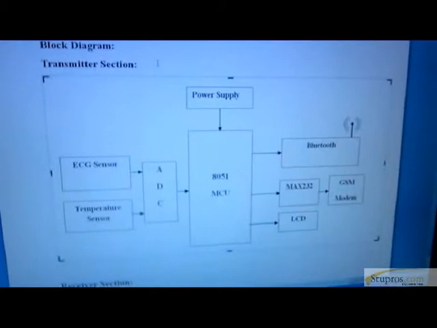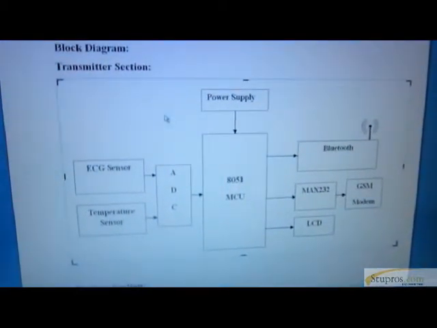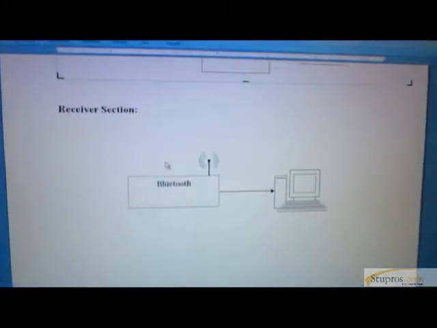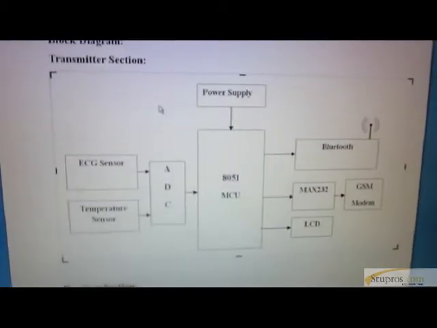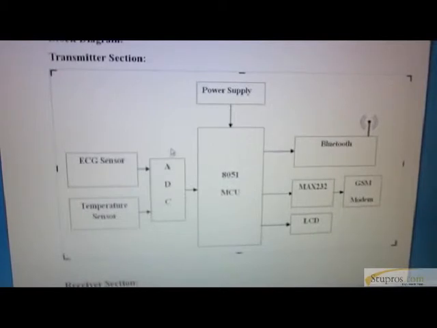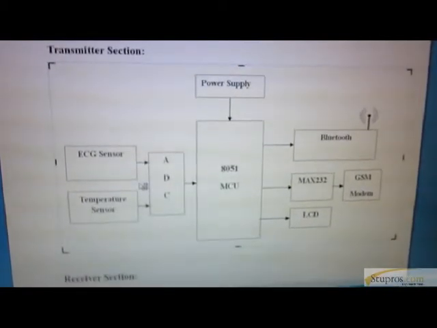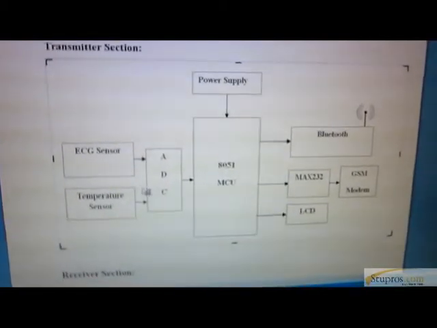Now I am going to show the block diagram of this project. This project consists of two block diagrams. One is the transmitter section, the second one is the receiver section. The transmitter section should be attached to the patient. It consists of an ECG sensor and a temperature sensor.